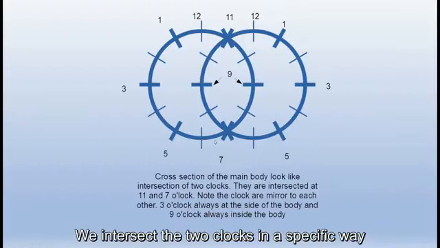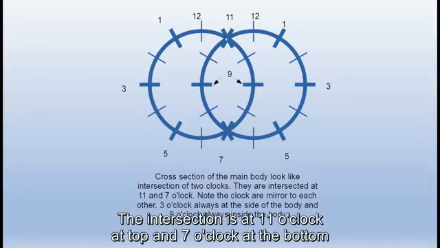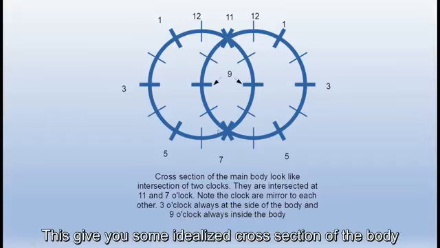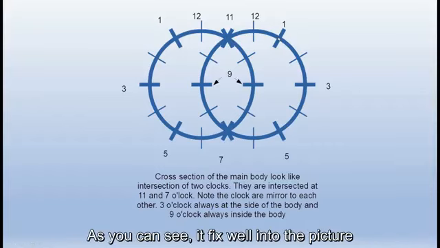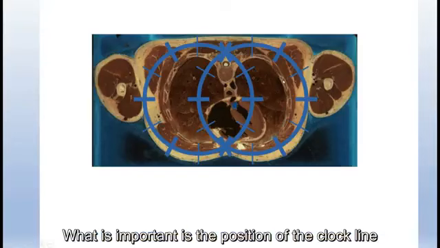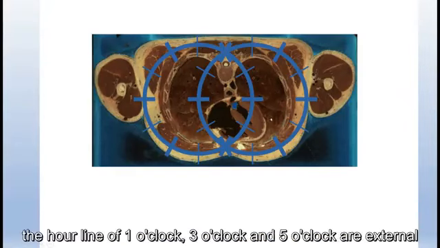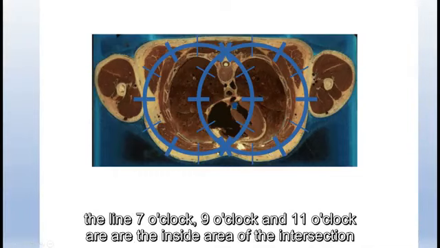Now, we intersect the two clocks in a specific way. As you can see, the intersection is at 11 o'clock at top and 7 o'clock at the bottom. This gives you some idealized cross-section of the body. Now, we superimpose it onto the thorax cross-section. As you can see, it fits well into the picture. What is important is the position of the clock lines. The hour lines of 1 o'clock, 3 o'clock and 5 o'clock are external. The lines 7 o'clock, 9 o'clock and 11 o'clock are the inside area of the intersection.